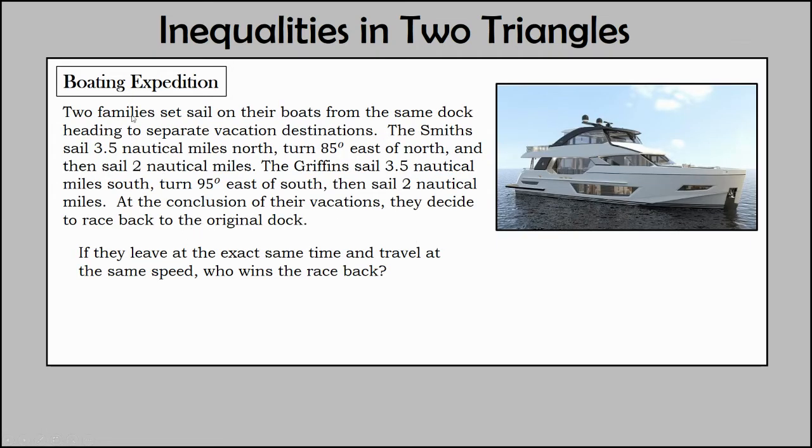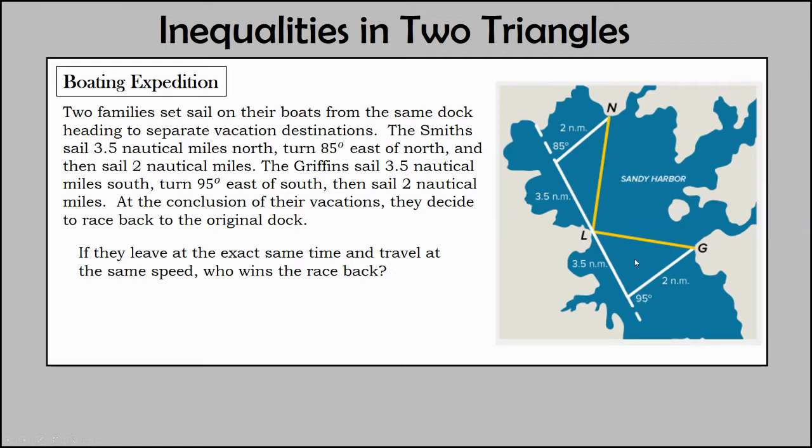Okay. Now back to this. So we talked about two families and they're going to race back from their destinations. Well, to understand the question, we've got to make a drawing of it. Okay, so let's say both couples are starting at the dock, which is L.